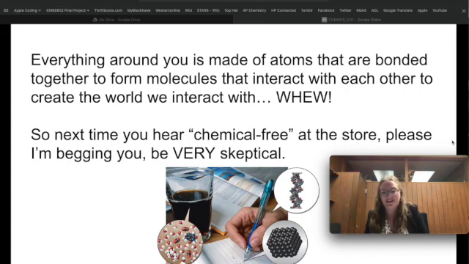Atoms make up everything, even those teeny tiny particles that then go out and make something as large as the universe. It all comes down to atoms. So the next time you hear "chemical free" at the store, be very skeptical, please. I'm begging you. Think twice when someone's trying to gimmick you into buying something by saying it's chemical free.